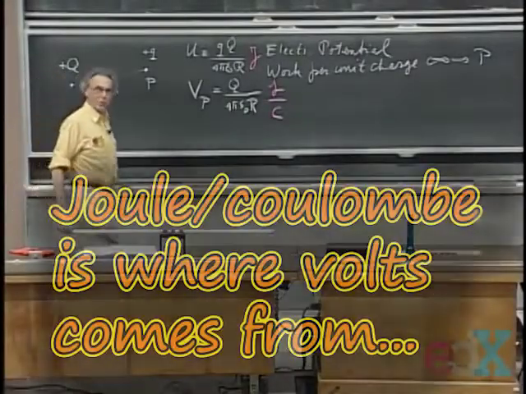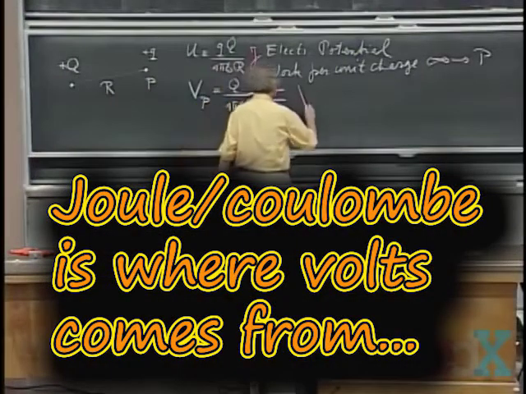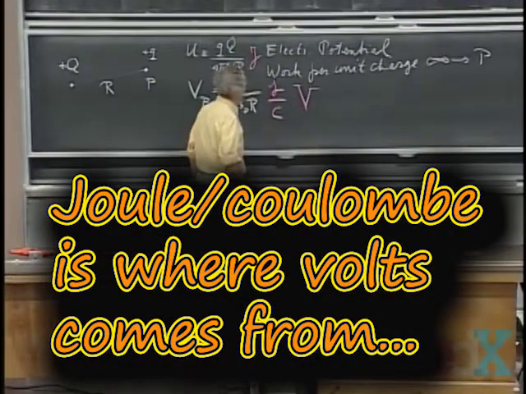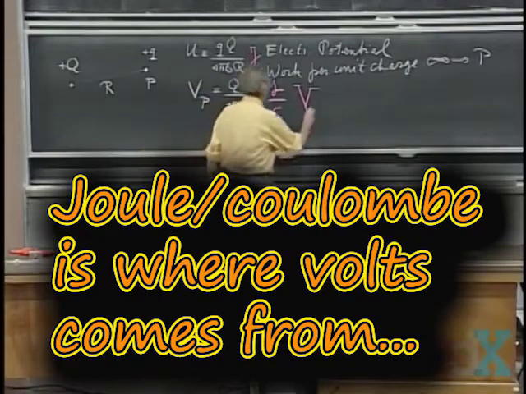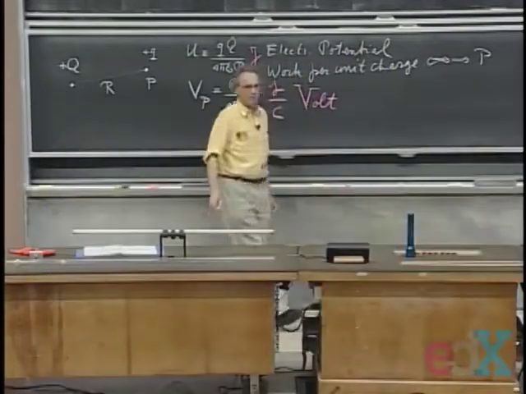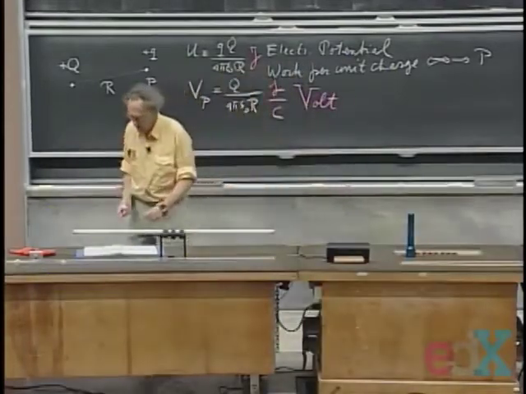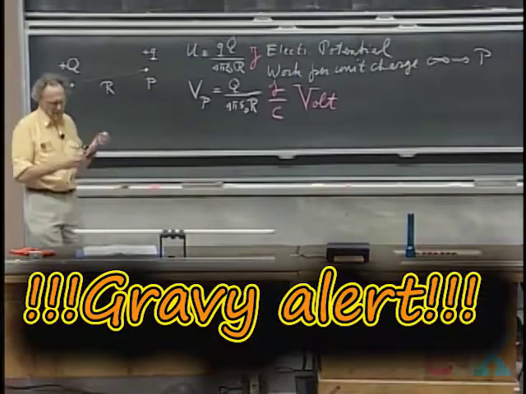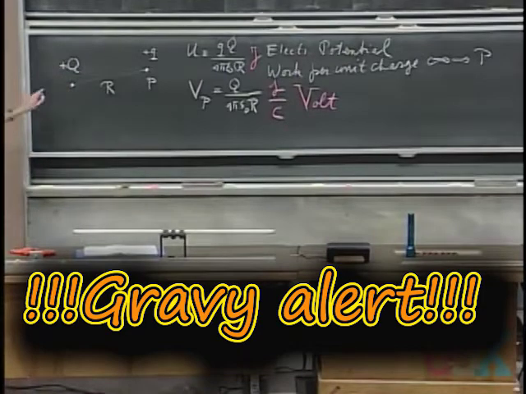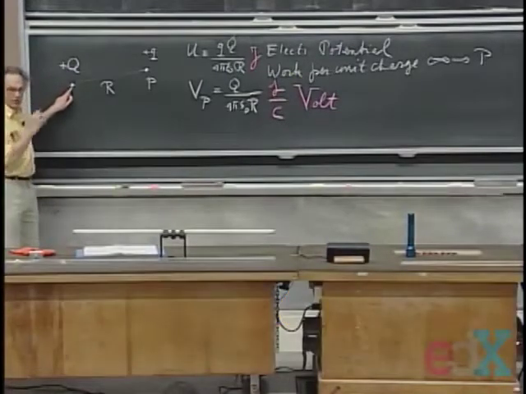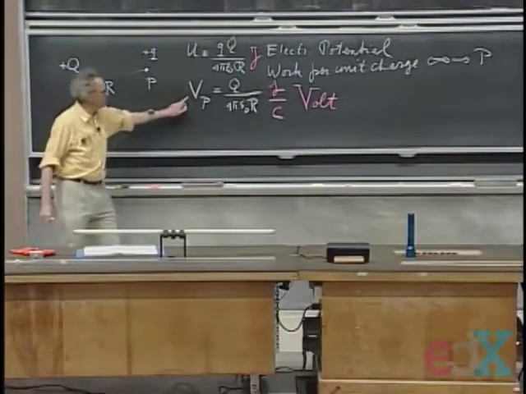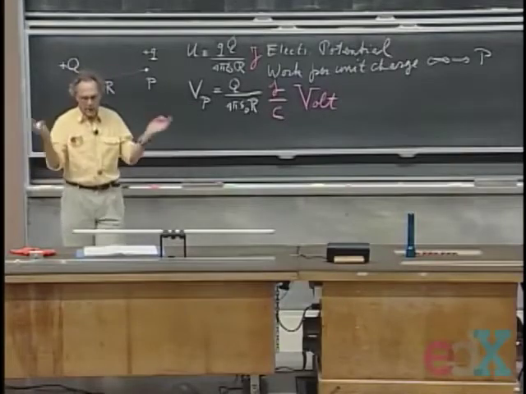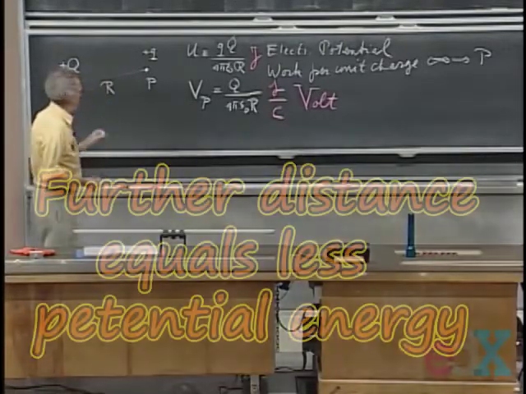No one would ever call this joules per Coulomb. We call this volts, called after the great Volta, who did a lot of research on this. So we call this volts. But it's the same as joules per Coulomb. If we have a very simple situation like we have here, that we only have one charge, then this is the potential anywhere, any distance you want from this charge.